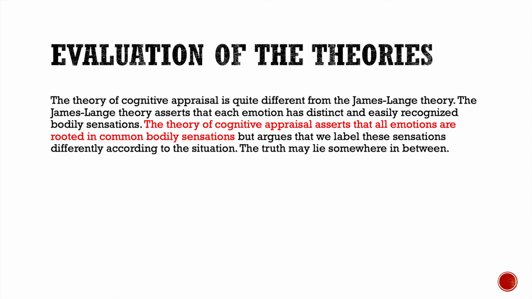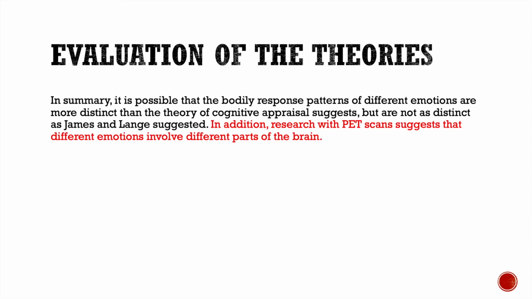The theory of cognitive appraisal asserts that all emotions are rooted in a common bodily sensation, and argues that we label these sensations differently according to the situation. The truth may lie somewhere in between, just like everything. In summary, it is possible that the bodily response patterns of different emotions are more distinct than the theory of cognitive appraisal suggests, but they are not as distinct as the James-Lange theory suggests.